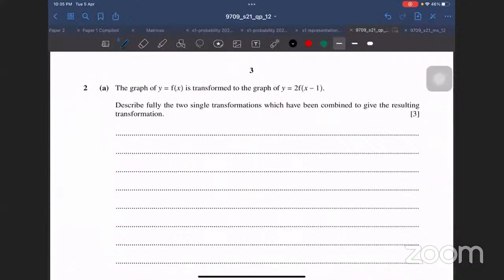Question number 2 is about transformation of functions. Let's see what it says. It says the graph of f of x is transformed to the graph of that. Describe fully the two single transformations which have been combined to give the resulting transformation. So I always have a habit of starting inside the bracket. So looking inside the bracket, f of x minus 1 means 1 unit to the right.